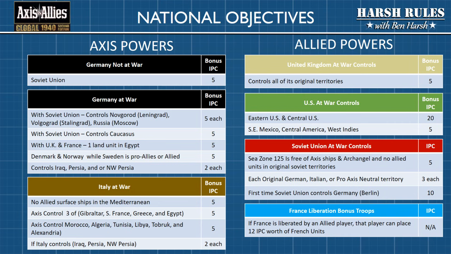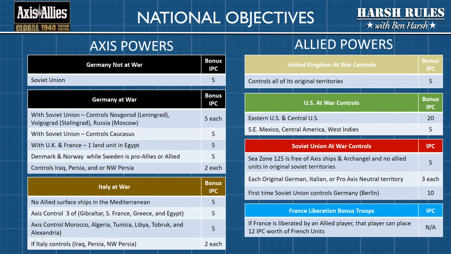Bonus IPCs are awarded if a player or alliance controls specific territories on their collect income phase. The national objectives listed here are for the Europe side of the map. Germany is unique in that they receive bonus IPCs for not being at war with the Soviet Union. This provides an additional incentive to Germany to stay out of the war as long as possible with the Soviet Union. All other nations must be at war to fulfill national objectives and gain IPCs.